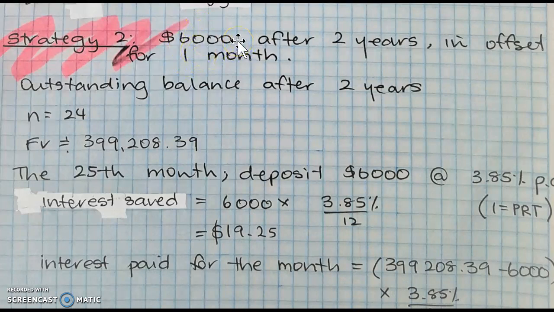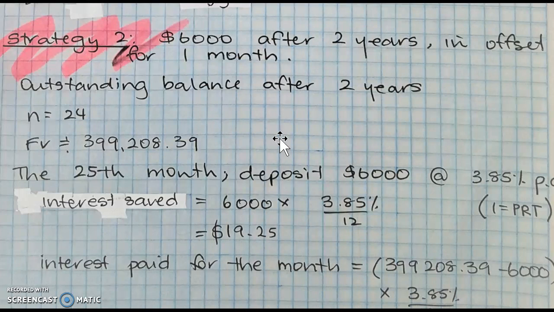So in this strategy, I still am putting in $6,000. For whatever reason, I have that money, and I'm doing it after 2 years, and I'm only putting it in for 1 month in this scenario. Realistically, if you come into a windfall of money and you don't know what to do with it, whether you want to invest it in shares or any other type of investment, the smart thing to do is to invest it somewhere where it's earning some money or saving you some money while you're just making that decision.